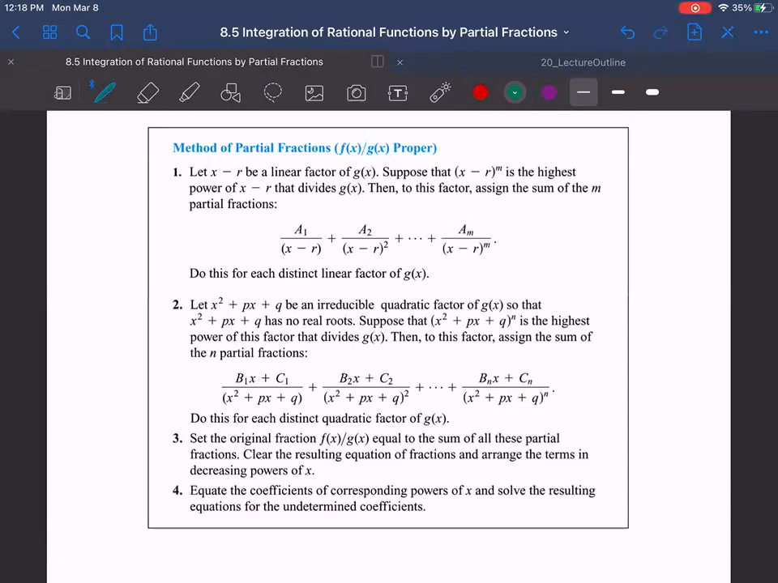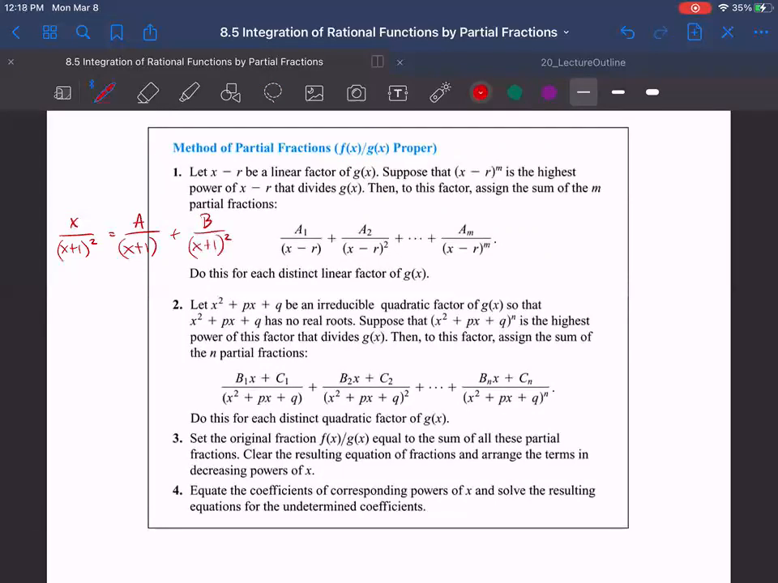Then, to this factor, assign the sum of the m partial fractions. What we mean by that is, if I have something like x over x plus 1 squared, I can factor it down to that. Then I'll have a over x plus 1 plus b over x plus 1 squared.